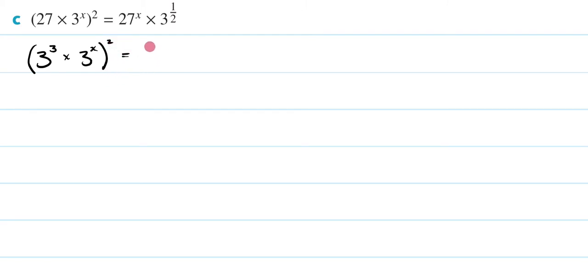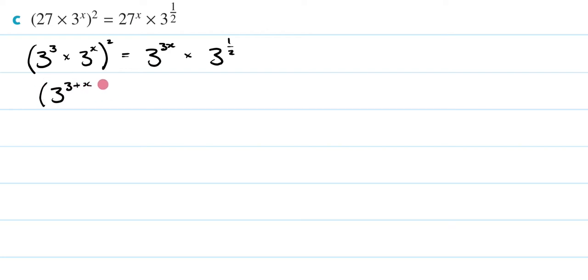Then you're going to do the same on this side. 27 is 3 to the 3, and I have an x there, and then I'm going to have 3 to the half. The next thing I'm going to do is add together my indices. So for instance here, I have the same base, and I'm multiplying. That means I'm going to plus my indices. So it's going to be 3 plus x.